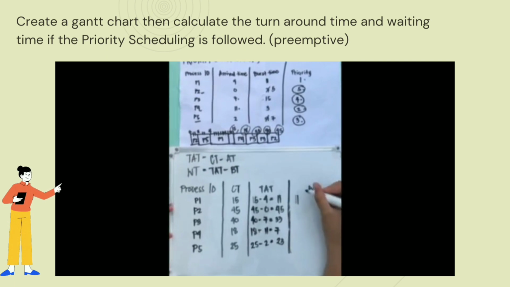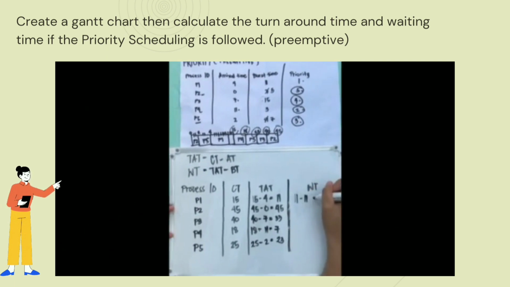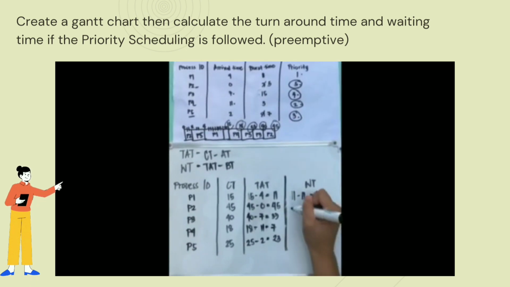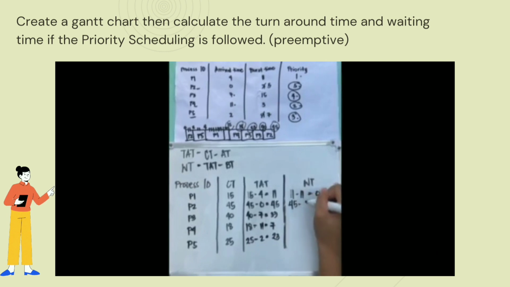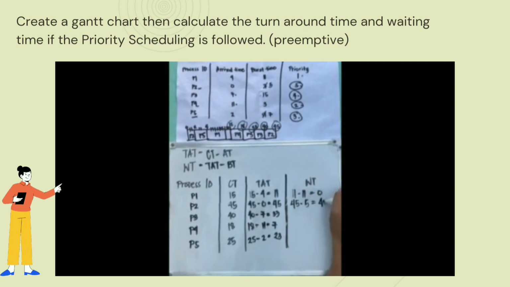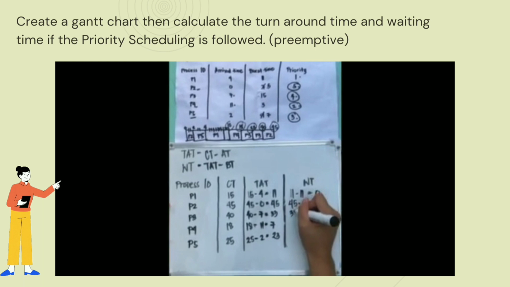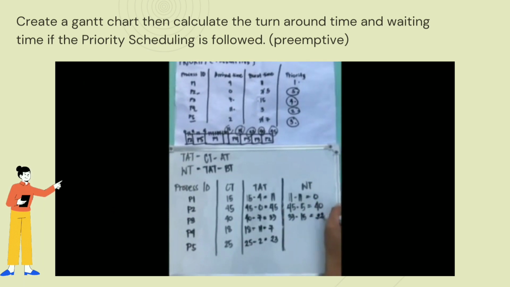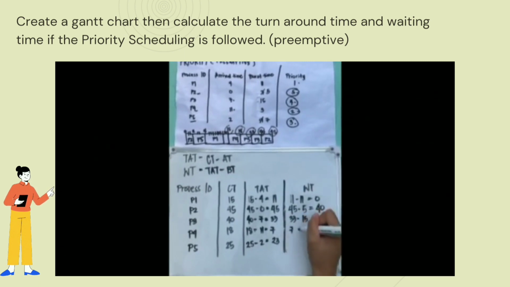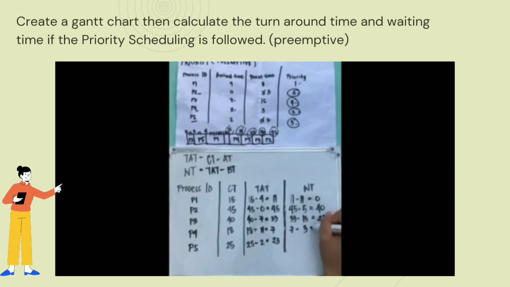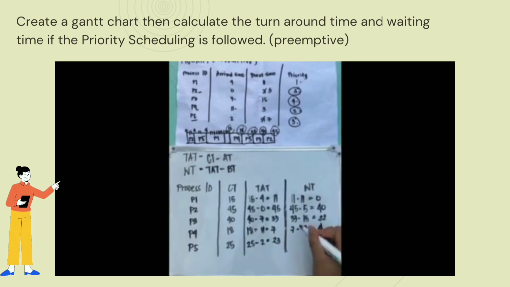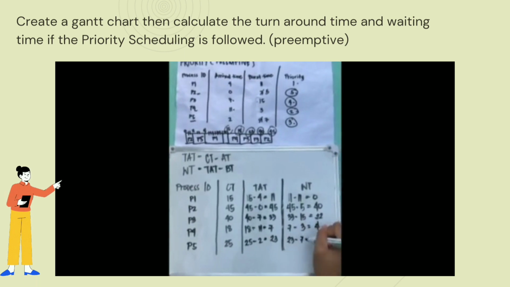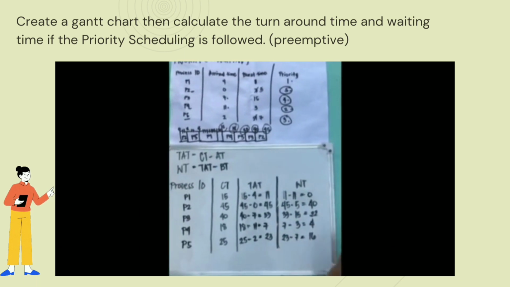So, 11, yung turnaround time ni P1, i-minus natin sa 11 dahil ito yung burst time niya. So, ang sagot is 0. So, same process ulit. 45, i-minus natin sa 5 is 40. 33, i-minus natin sa 15 is 22. Next naman is 7, i-minus natin sa 3 equals 4. And the last one is si P5. 23 minus 7 equals 16.